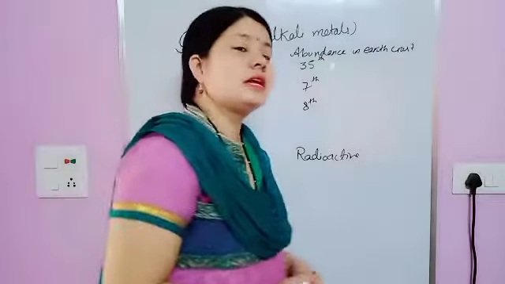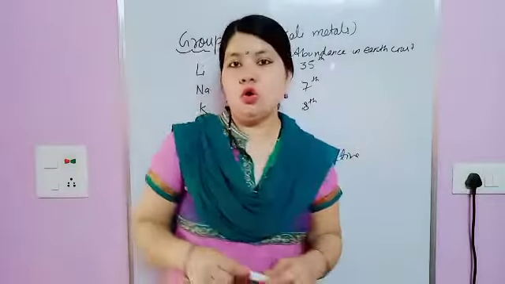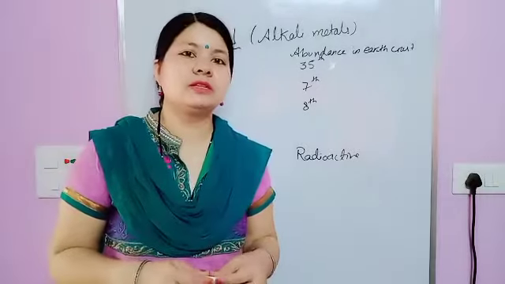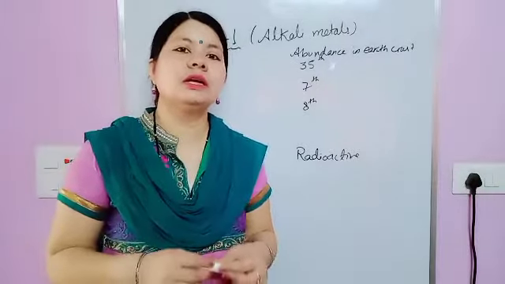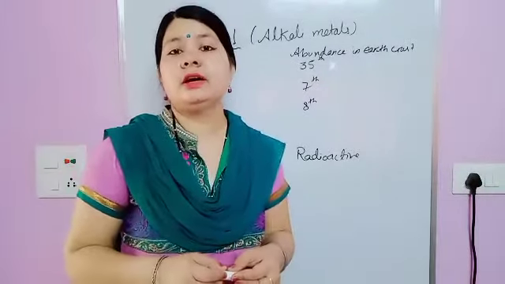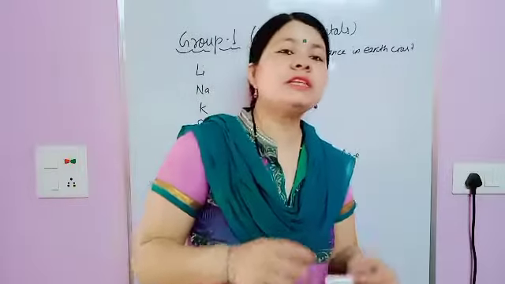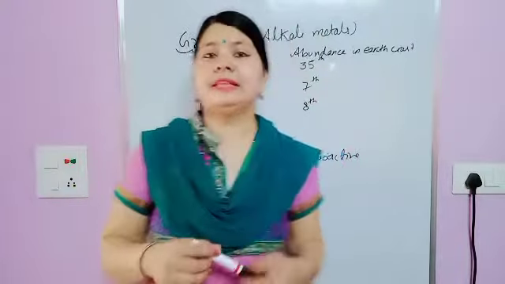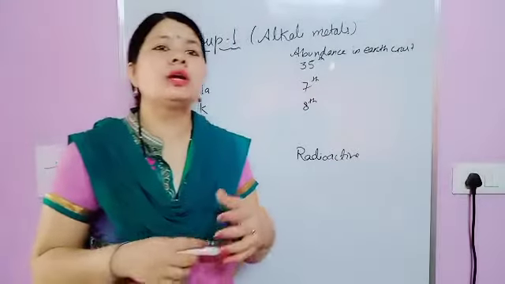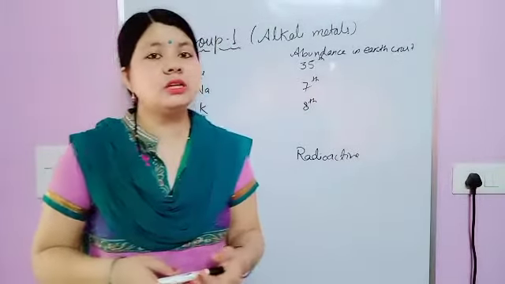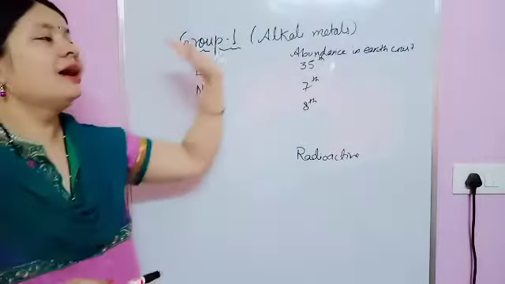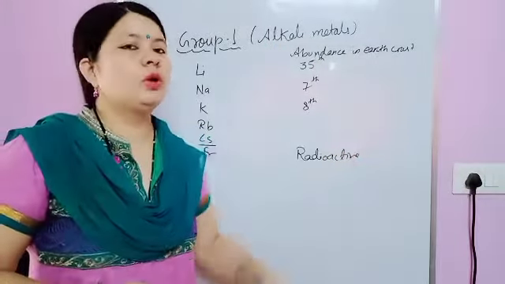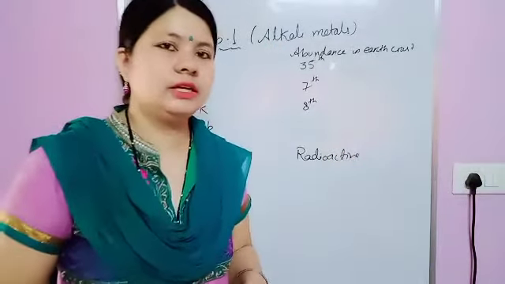Now the next thing is regarding the occurrence of alkali metals. I think you know that alkali metals always occur in combined form, they are never found in free state in nature. This one is your reasoning question also: why do s-block elements not occur in free state in nature? Reason: because alkali metals are highly reactive. ये काफ़ी reactive होते हैं, that's why they never occur in free state in nature.